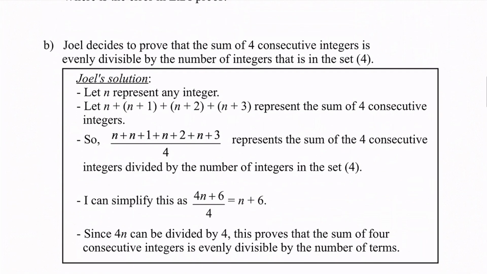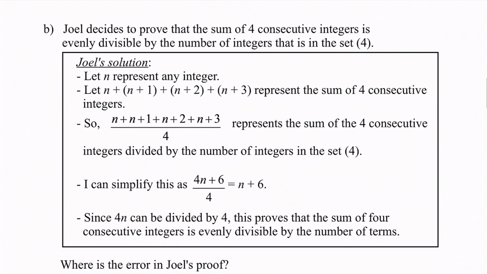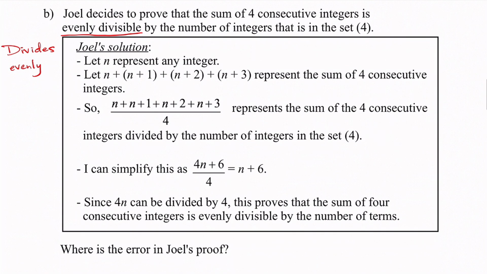So it says, Joel decides to prove that the sum of 4 consecutive integers is evenly divisible by the number of integers that is in the set. And there's going to be 4 integers, so we're going to be dividing by 4. And the word evenly divisible, all that means is that when you divide by 4, there's not going to be a decimal. It divides evenly into whatever number is in the numerator. So let's look at Joel's solution here and walk through and try to find the error that he made.